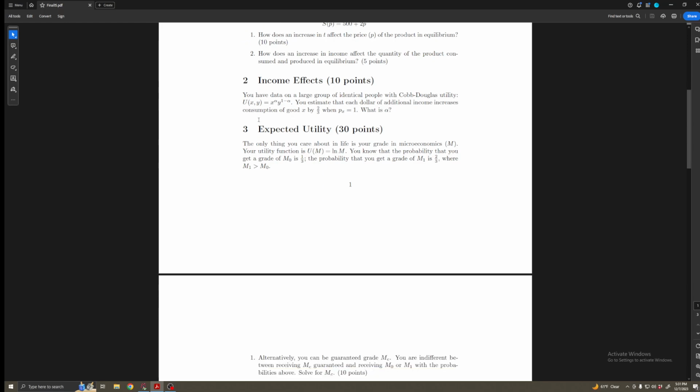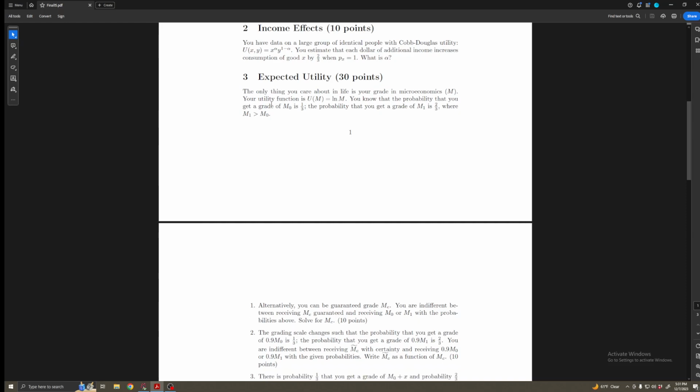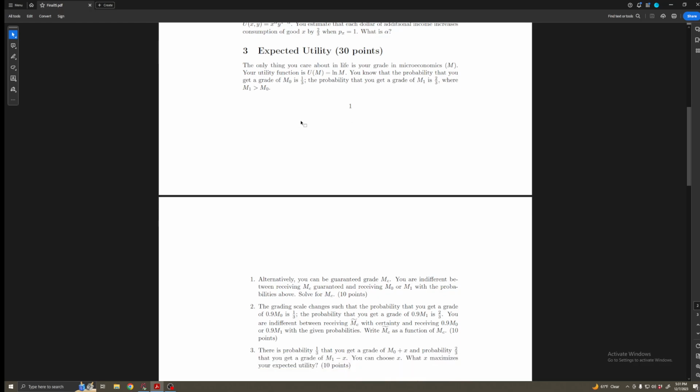Instead, let's move on to number three, which is about expected utility. We're told that the only thing that you care about in life is your grade in microeconomics. Your utility function is natural log of that grade. So this is a convex function, which means you're risk averse. You know that the probability that you get a grade of m sub 0 is 1/3, and the probability you get a grade of m sub 1 is 2/3, where m sub 1 is greater than m sub 0. So you have a better chance of getting the higher grade, right?